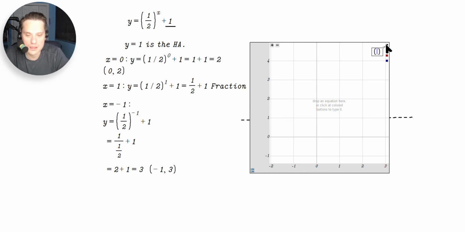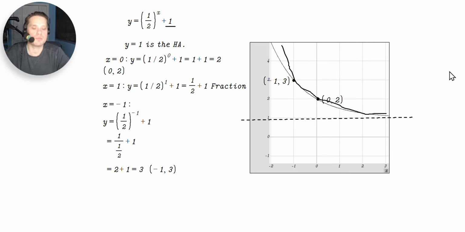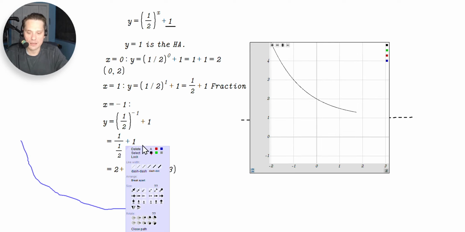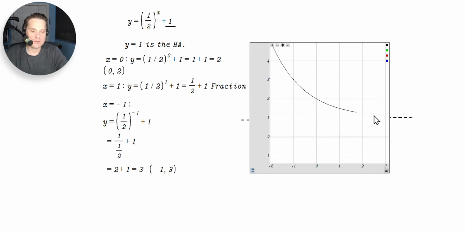So let's see, (1/2) raised to the x plus 1. When you do it by computer, obviously it looks much better than what I can do by hand. So let me just remove this ugly looking line here. All right, delete that. So this is the graph here, okay?